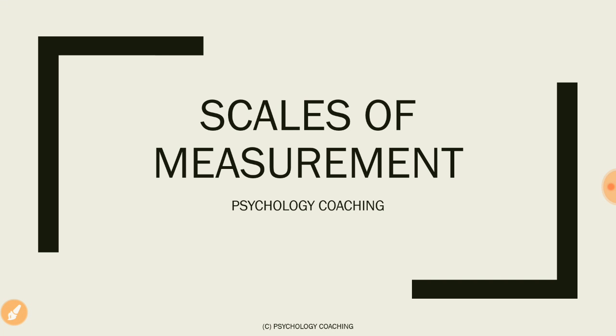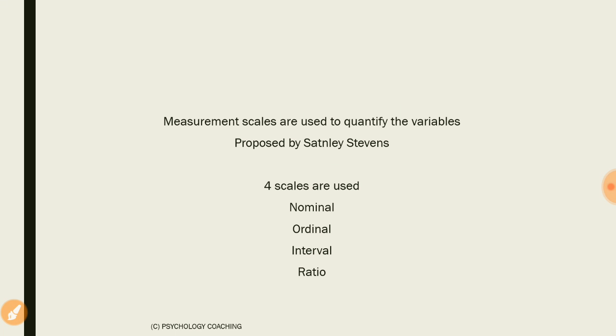Hello everyone. Today we will be discussing the different scales of measurement that are used in psychology or psychological research. Basically, the different measurement scales which were given by Stanley Stevens are used to quantify variables. Quantification basically means providing numbers, or using quantitative methods.